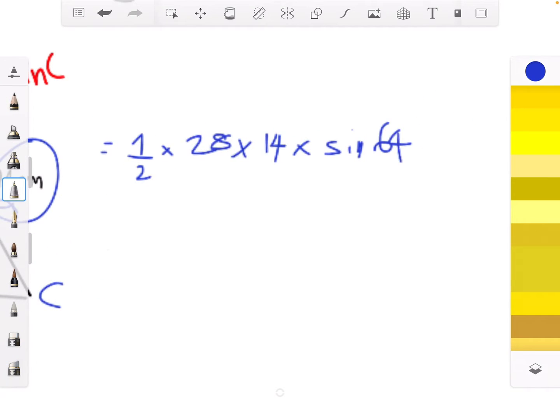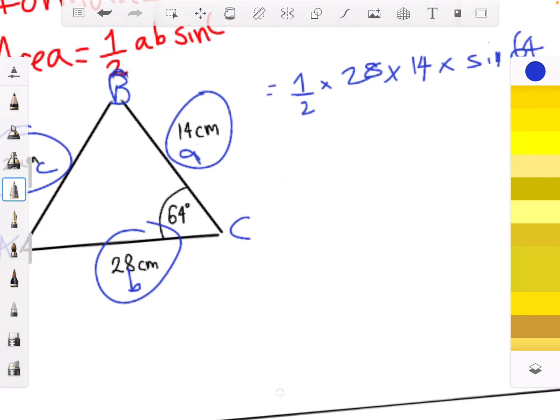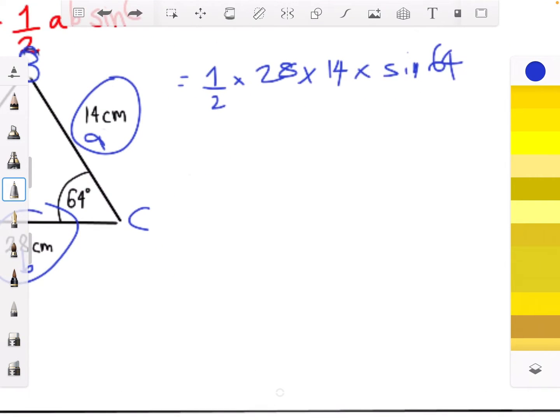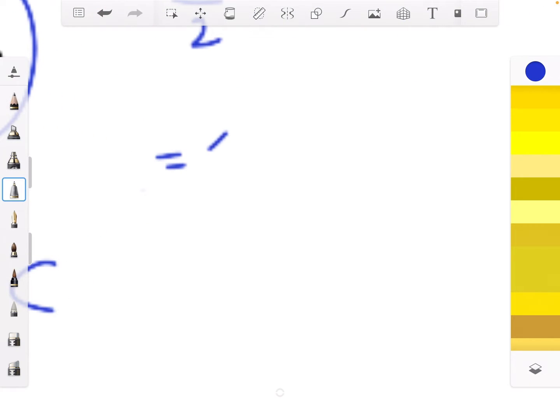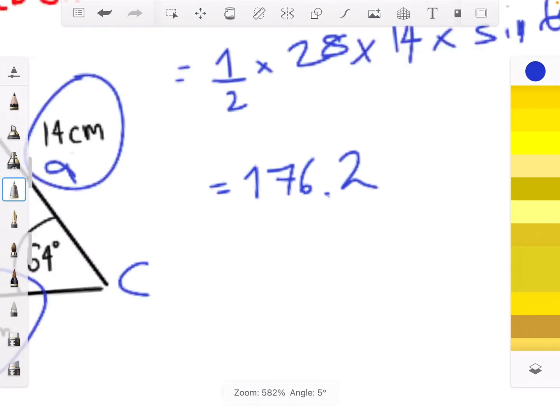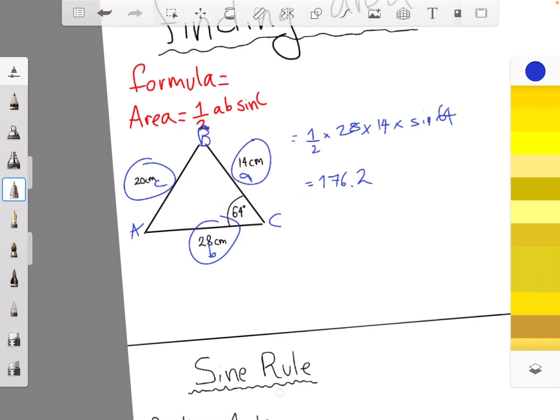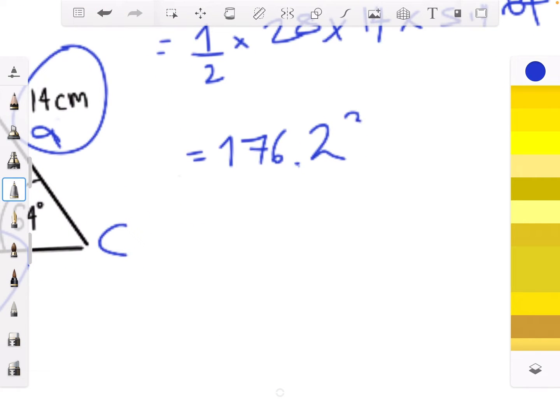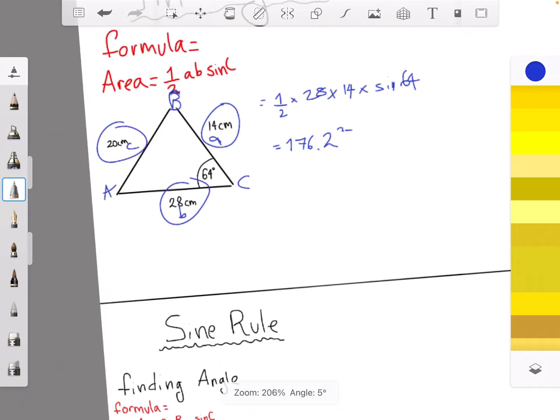Because when you put in your formula, your B and C have to be the ones adjacent to your angle. So anyways, you put this into your calculator and you get 176.2. That's your area, and then put your units.